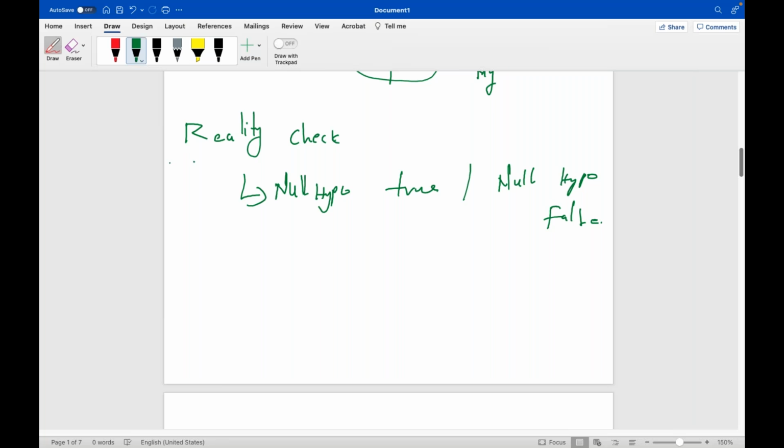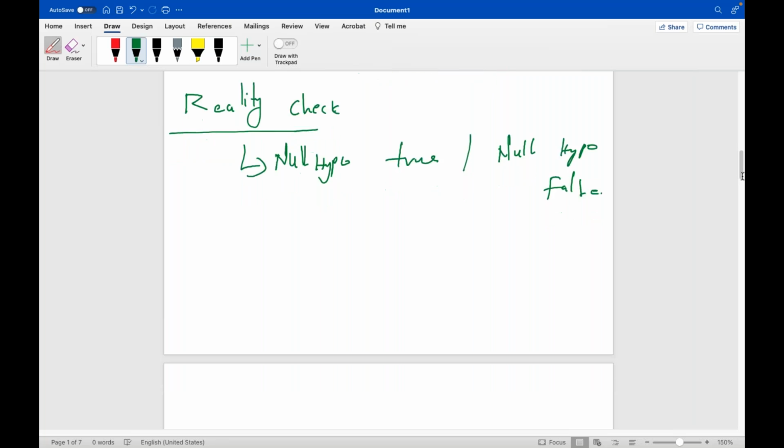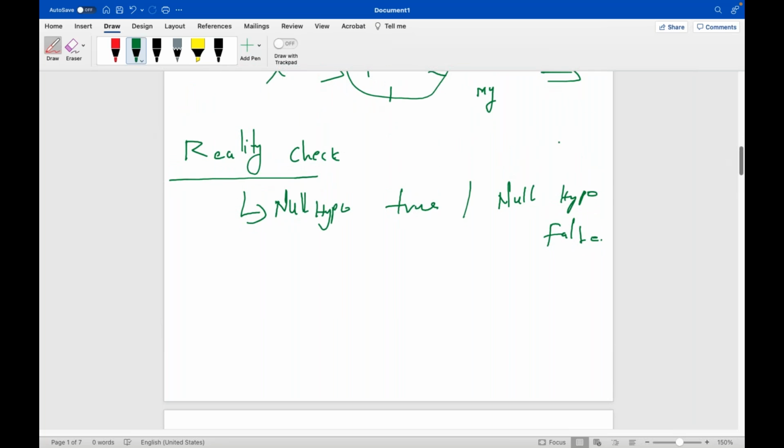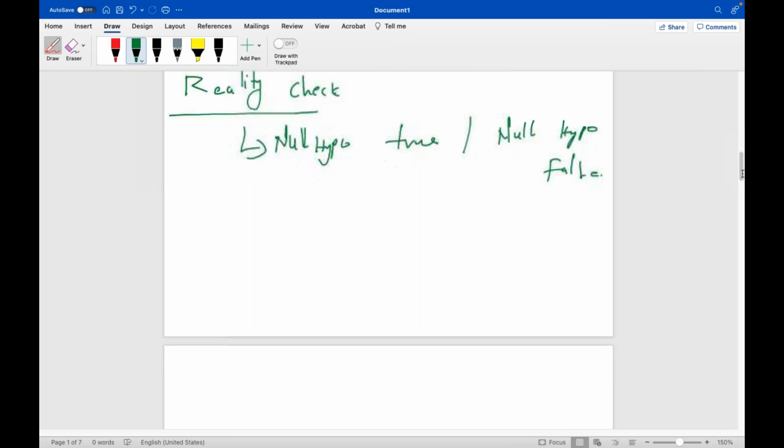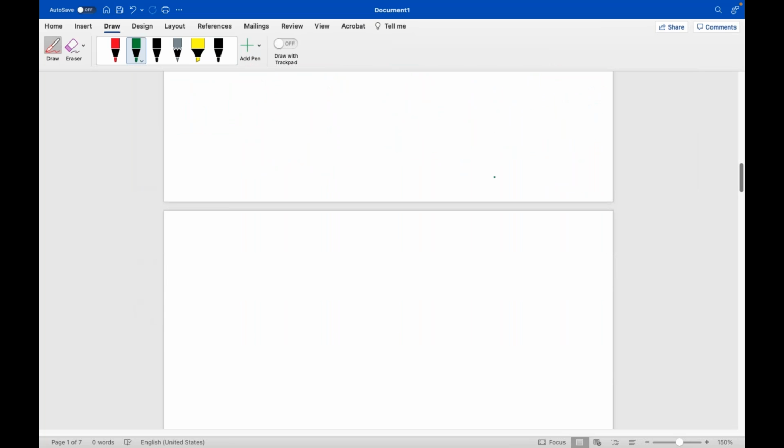That could be defined by the reality check. Reality check is always talking about the null hypothesis. You just need to remember only these things. Based upon this information, the reality check and the null hypothesis being true or false, we have four types of outcomes.